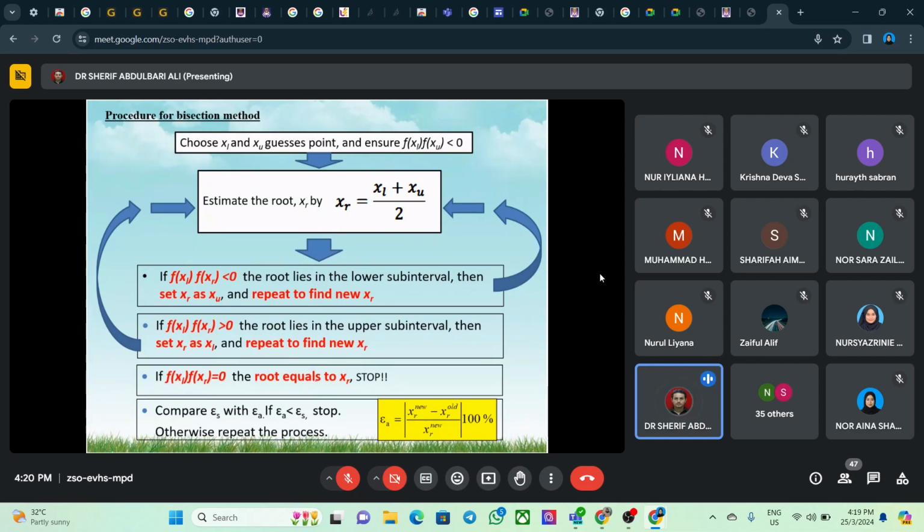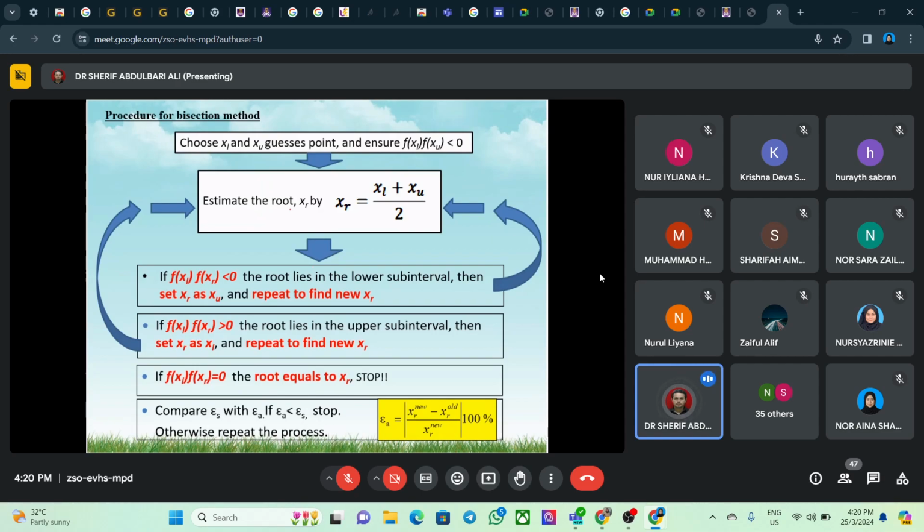First, you are going to choose the value of x lower and the value of x upper. But actually, in our course you are not going to choose the values, because when the question comes from the bisection method or false position method, the values of x lower and x upper are going to be given in the question. So you're not going to choose the values by yourself.